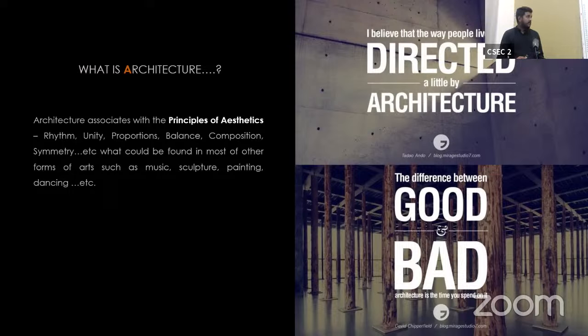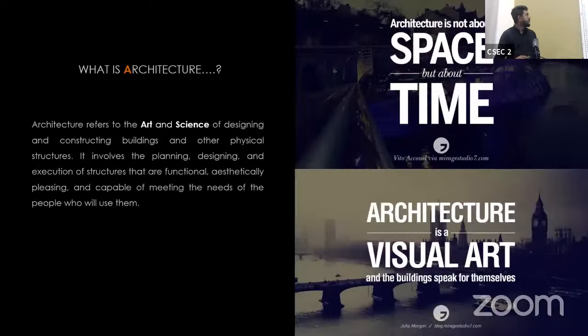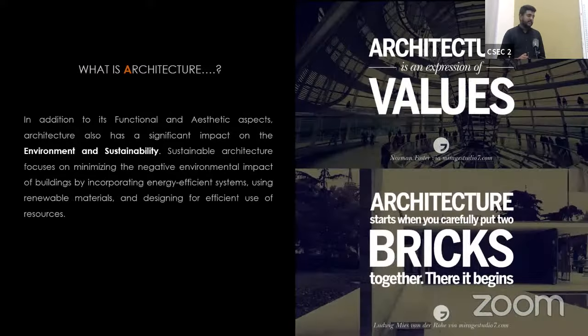These are some quotes on what architecture is. Architecture refers to the art and science of design when it comes to a building, the construction industry, and physical structures. So architecture is not only an art; it is combined with science and technology. You can't define architecture as just an art. You can say architecture is a visual art, and architecture is creating spaces. On another side, architecture is connected with environment and sustainability.